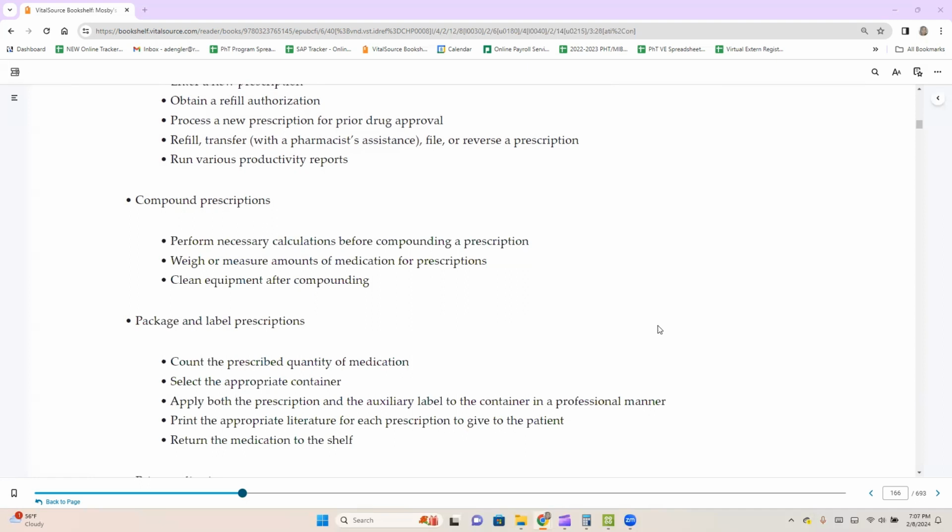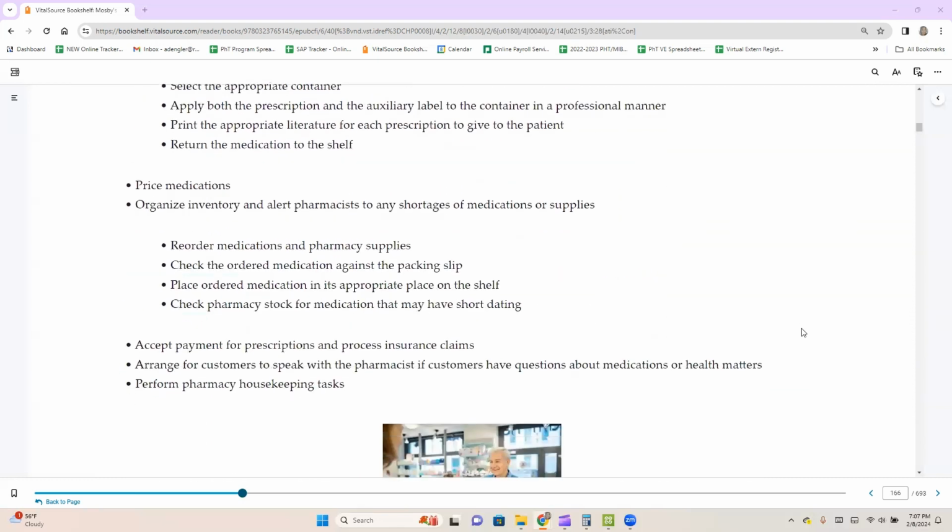Compound prescriptions, perform necessary calculations before compounding a prescription. Package and label prescriptions, count the prescribed quantity of the medication, select the appropriate container, apply both the prescription and the auxiliary labels. Price medications, organize inventory and alert pharmacists to any shortages of medications or supplies. Reorder medications and supplies, check the ordered medication against the packing slip, accept payment for prescriptions and process claims, and much more.